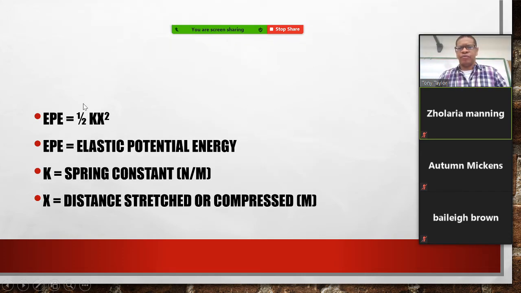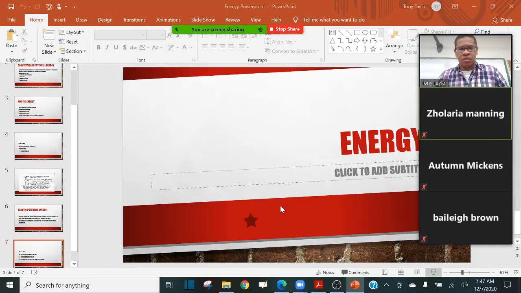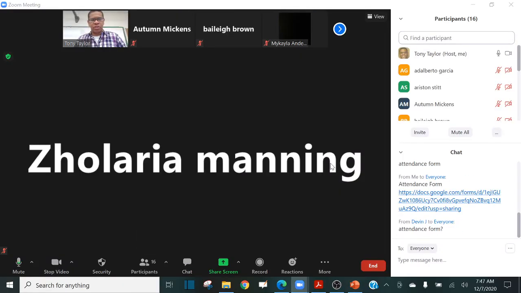And this will be important in the future, this equation here for elastic potential energy, which is 1/2 times K times X squared. Okay, 1/2 times K times X squared, where K stands for the spring constant. In other words, the stiffness or the elasticity of the material, whatever you're dealing with. And X stands for the distance stretched or compressed in meters. Okay, and that is it for our PowerPoint presentation.